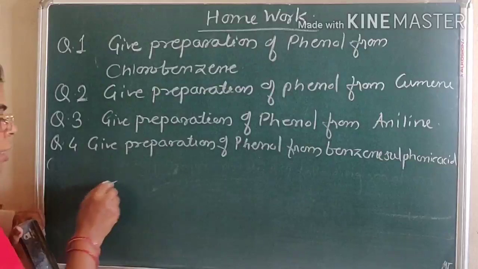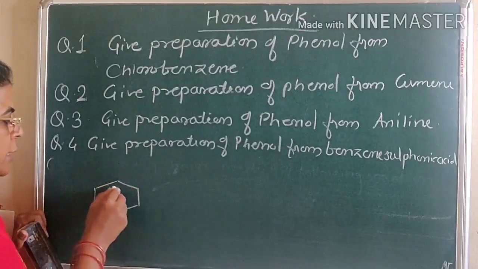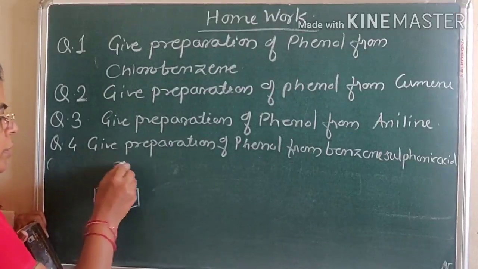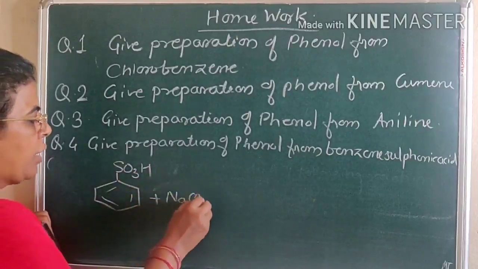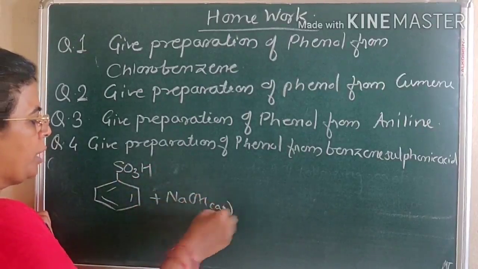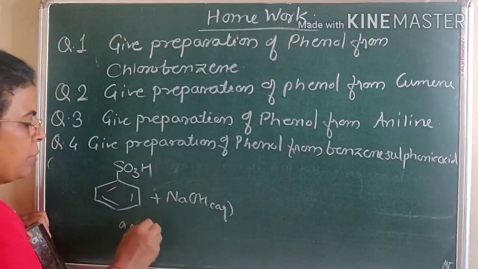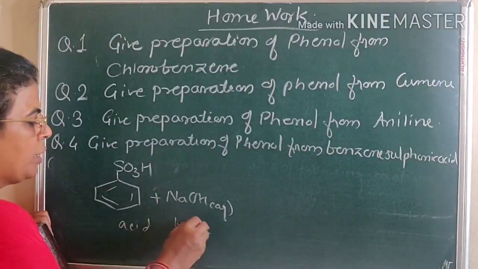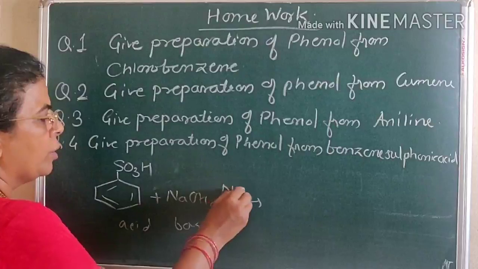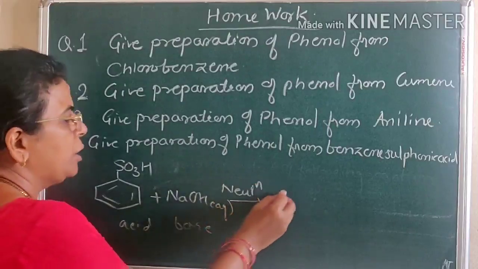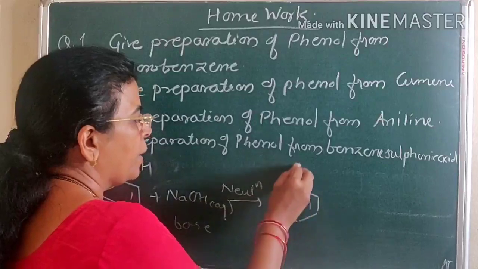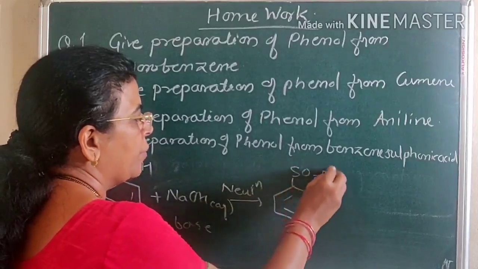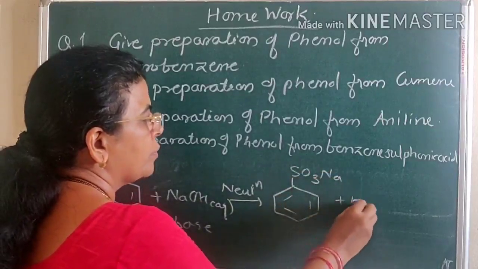Like benzene sulfonic acid, that is this compound, when treated with aqueous NaOH, here it is an acid and this is a base. Therefore neutralization takes place to form salt and water. That is the formation of sodium benzene sulfonate, SO3 Na, plus H2O.